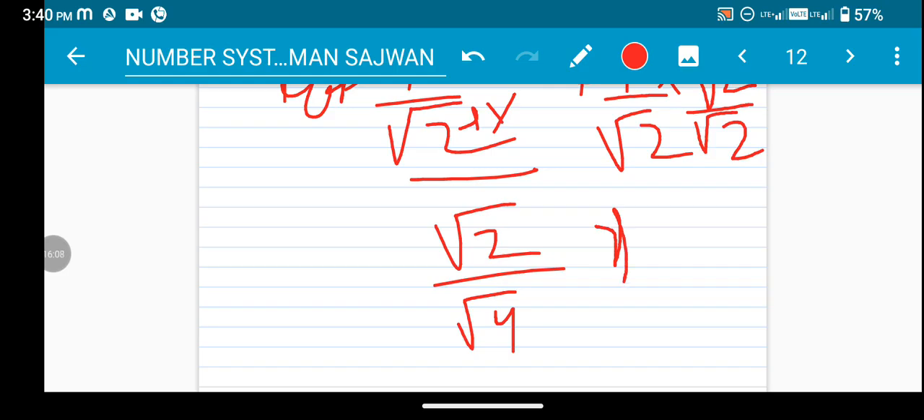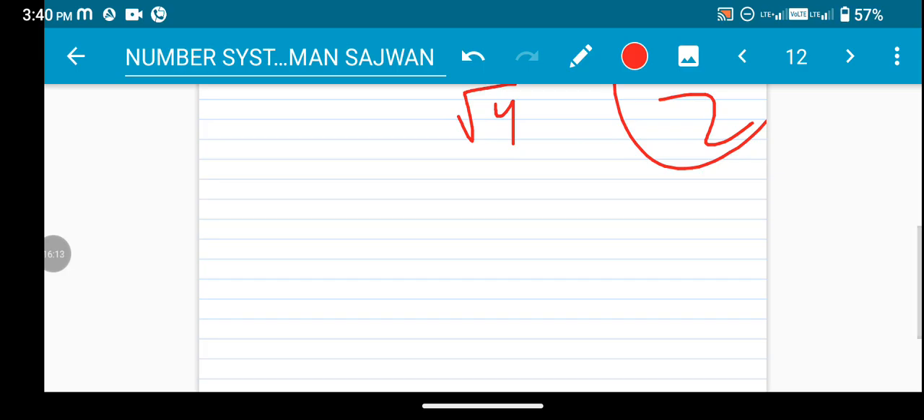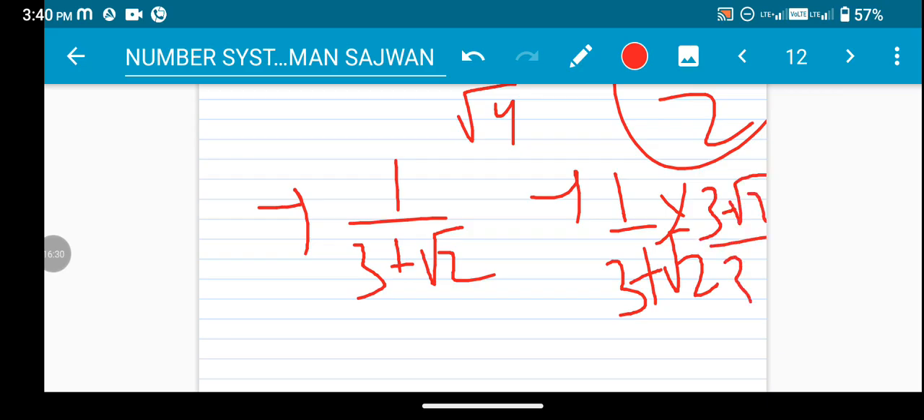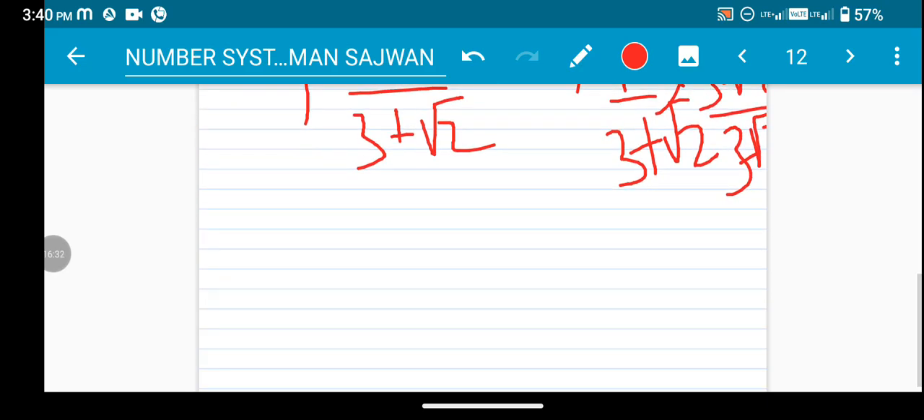Root 2 upon 2 will be the answer. What if there is an example of 1 upon 3 plus root 2? What will you do? If there is a positive sign, you will multiply and divide by the negative, and later you will do the question by identities.